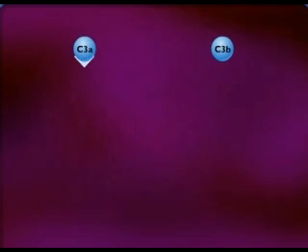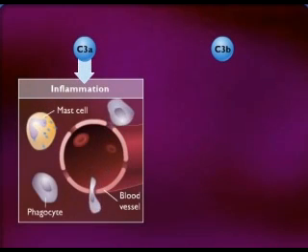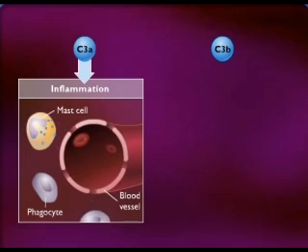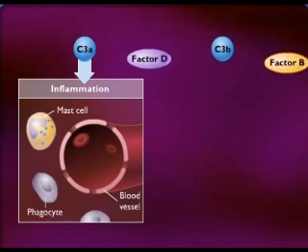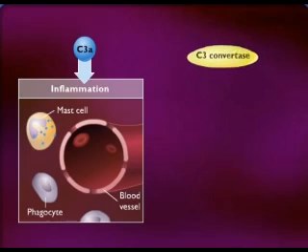Both of these pathways of complement activation follow the same sequence after cleavage of C3. C3a is involved in stimulating inflammation. C3b reacts with other complement components to form C3 convertase, which forms more C3a and C3b.